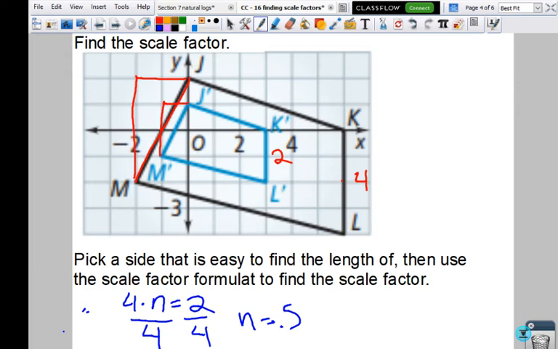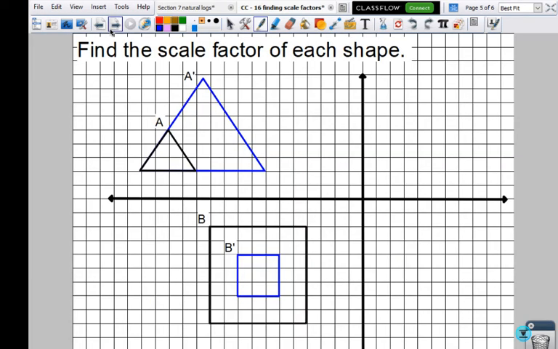Yeah, 5. I'm positive. And that's it. Our scale factor is 0.5. Oh my god, that's the lesson, huh? Well, you're gonna try one now. Just one.